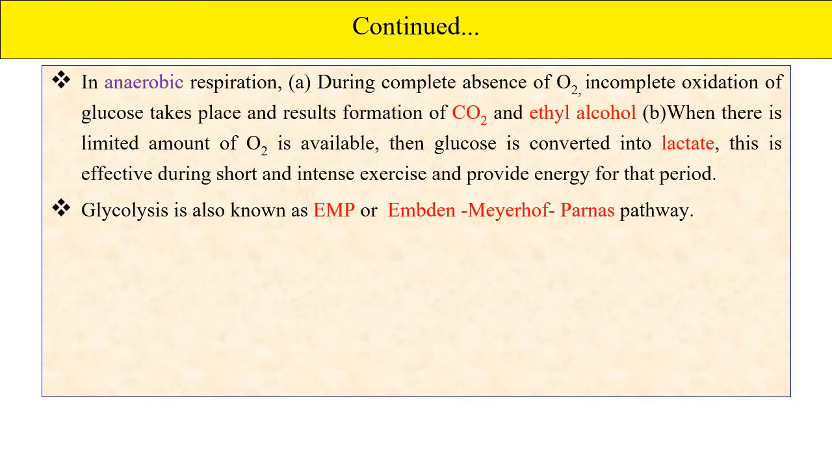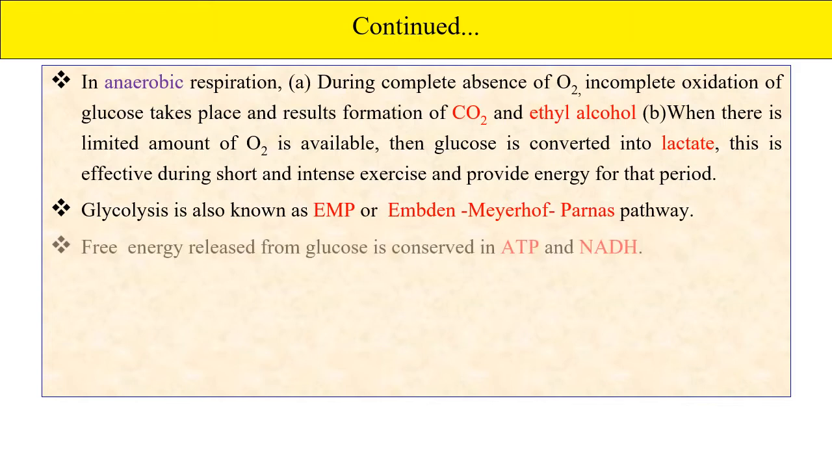Glycolysis is also known as the EMP or Emden-Meyerhof-Parnas pathway, which is in honor of these pioneer workers in this field. Free energy released during the process of glycolysis is conserved in ATP and NADH. This glycolytic breakdown of glucose is the sole source of metabolic energy in some mammalian tissues and cell types like erythrocytes, renal medulla, brain, and sperm.